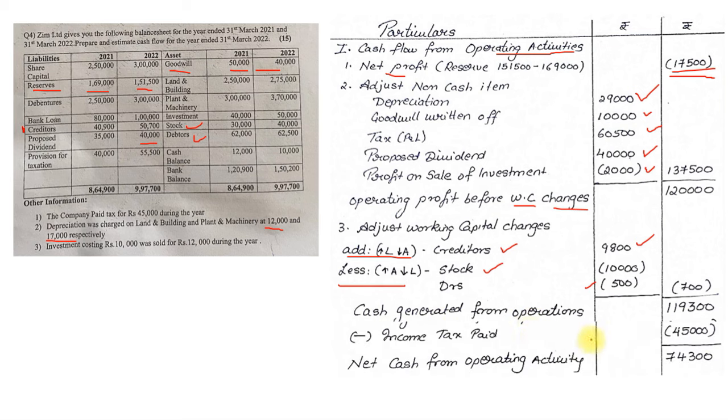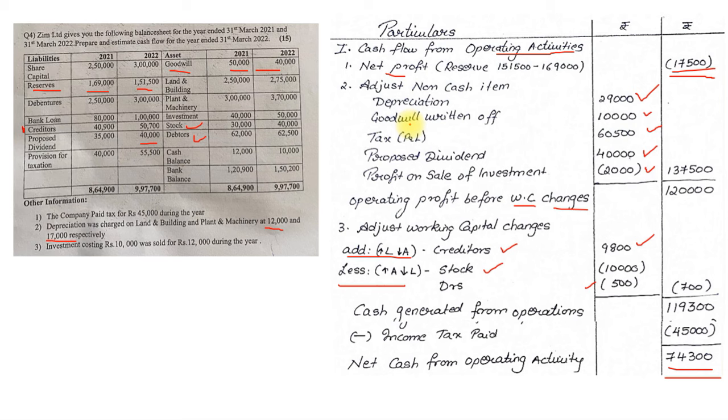Less income tax paid, 45,000, will give you your first answer, net cash from operating activities, which is 74,300. Okay. Now 74,300 is the net cash from operating activity. The second part, now this was from operating.